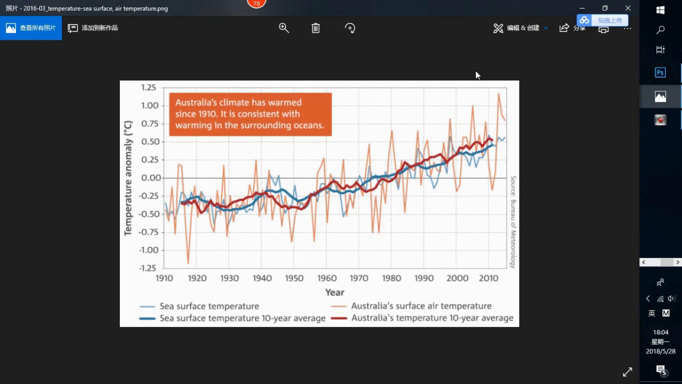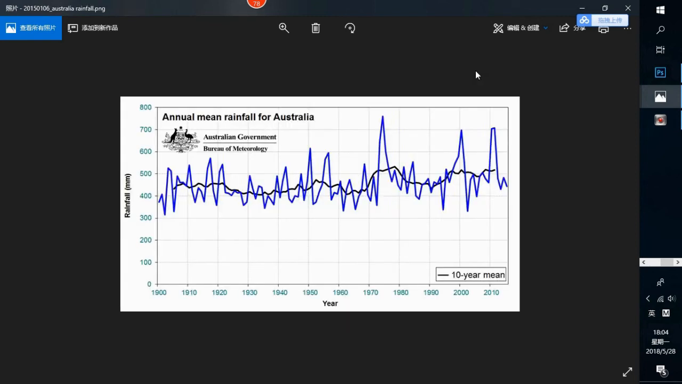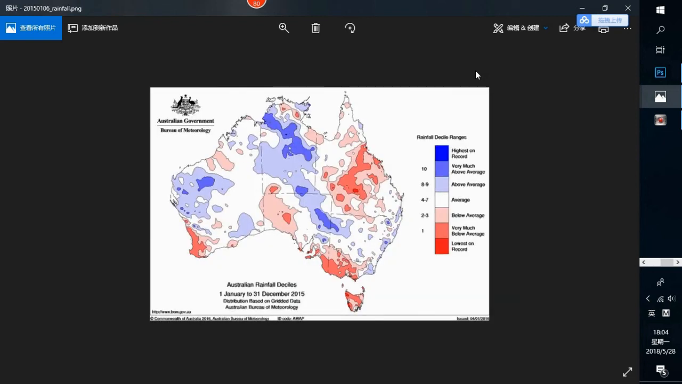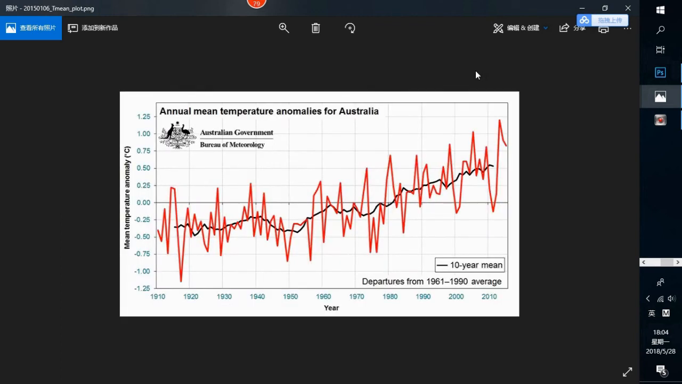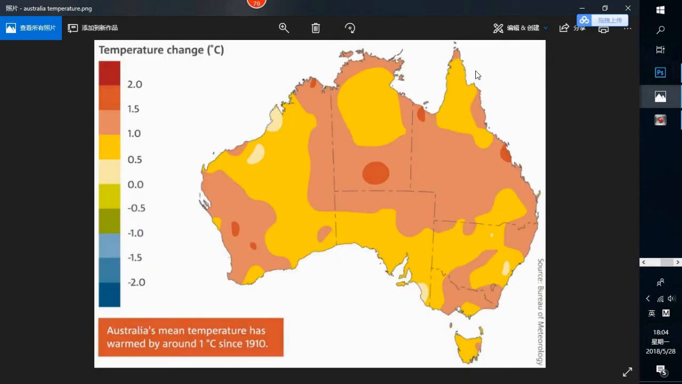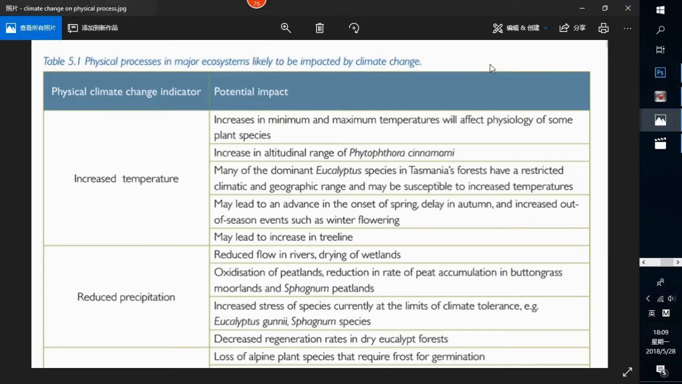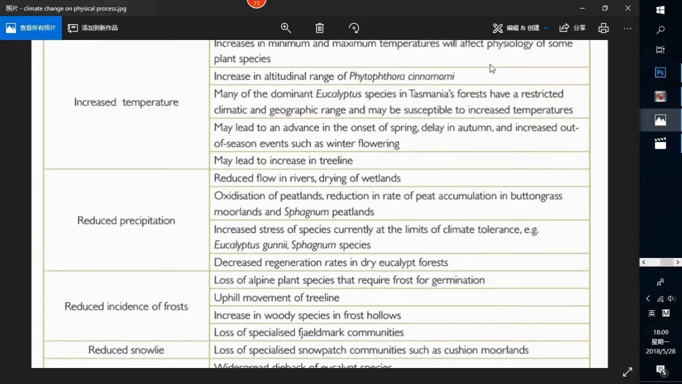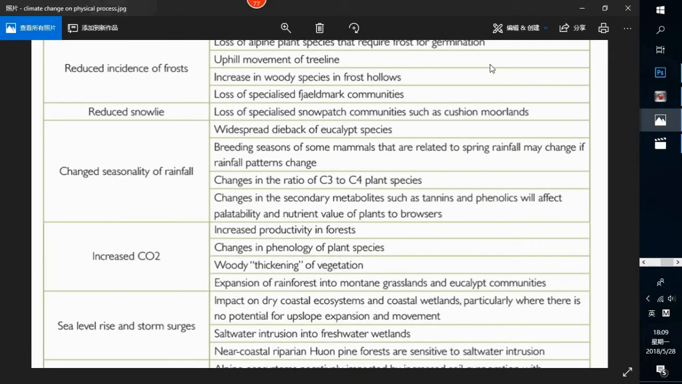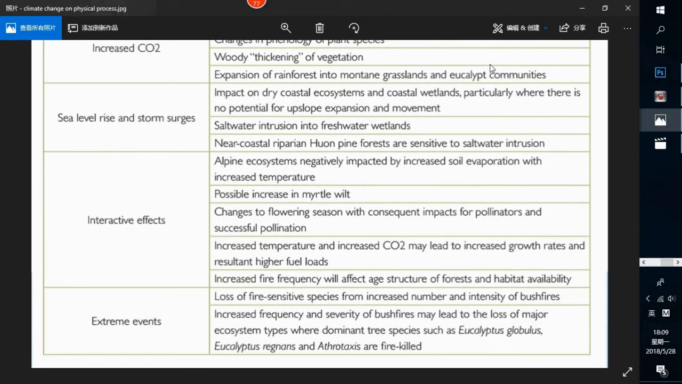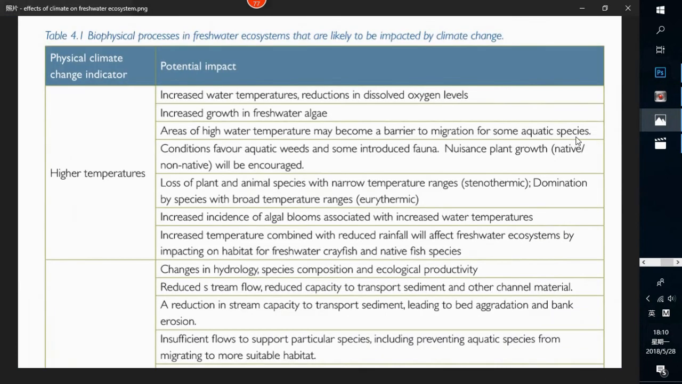Australia's climate has warmed since 1910. It may result in a change of rainfall patterns and an increase in the probability of extreme events. It will also have a huge impact on the ecosystems in Tasman National Park. Global climate change will result in higher temperatures, increased carbon dioxide, and the rise of the sea level, as well as the interactive effect of ecosystem components. The diagram shows the influences in detail.